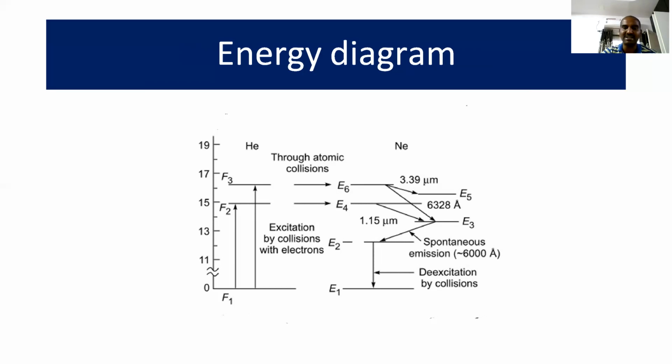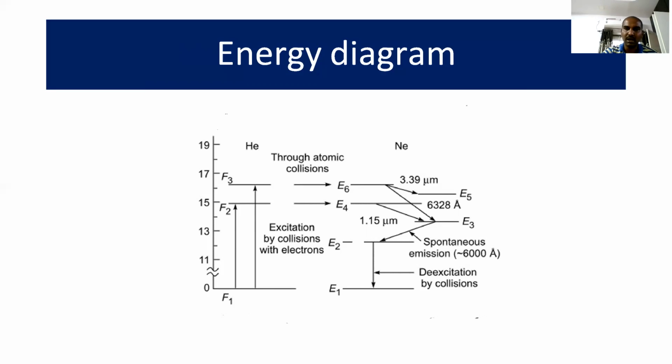First, I will explain the left-hand side portion. F1 is the ground state or lower energy level of helium atoms. The majority of the helium atoms are present at the F1 energy level, which is nothing but the ground state. Because they are present in large number, a certain number of collisions take place between those atoms, which are called electronic excitations. As a result, some of the helium atoms reach the F2 energy level and some of them reach the F3 energy level. So here F2 and F3 are the higher energy levels of helium atoms.